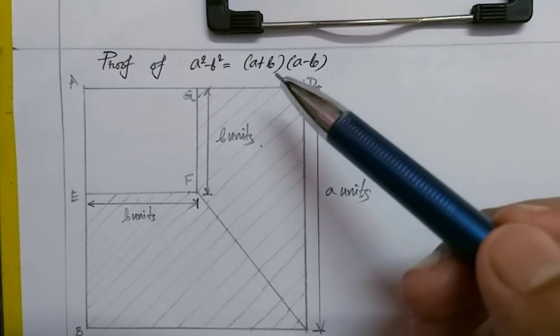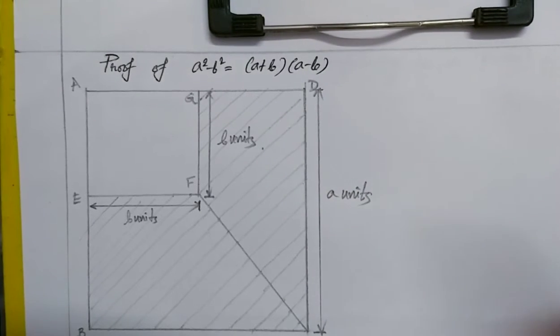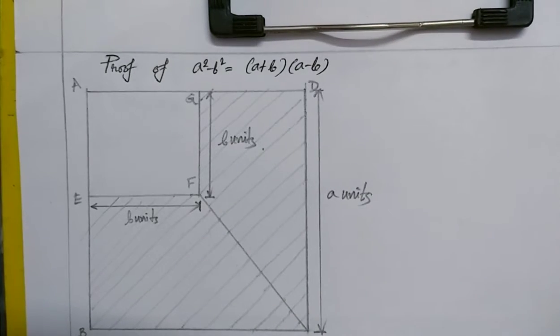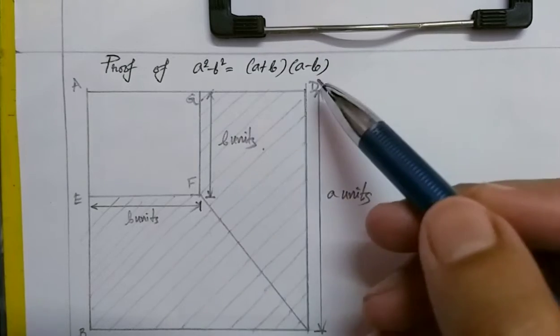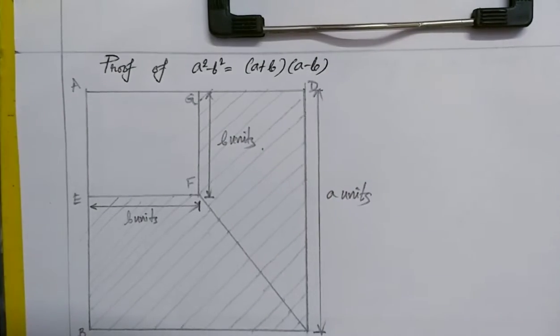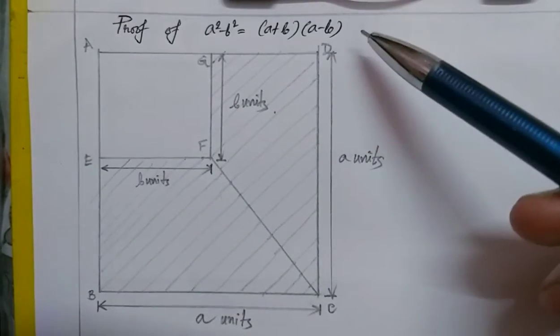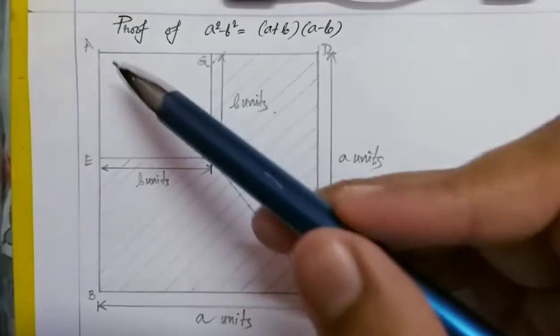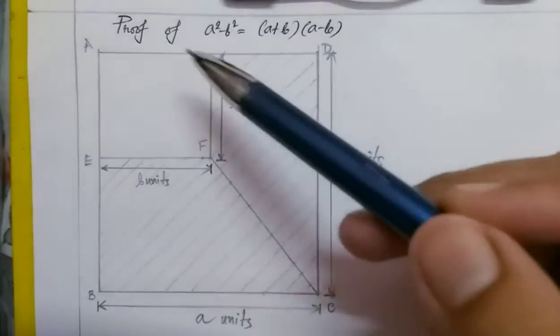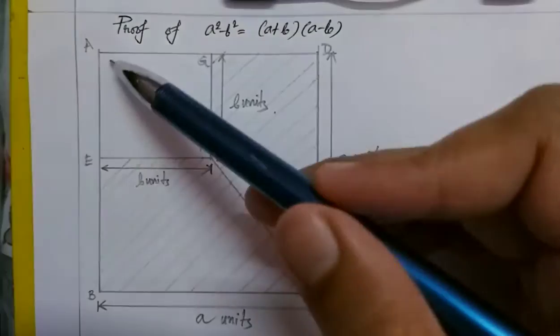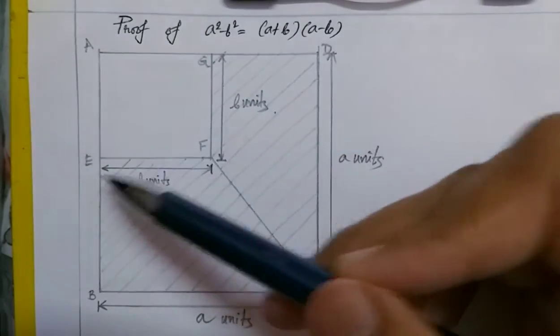Try to remember that in our earlier videos we did some formula, a² + b², and we discussed in detail how to derive it. In the same manner, we are going to learn the proof of this formula: a² − b² equals this. As you can see, I have drawn two squares. This is the bigger square ABCD, and inside it there is a small square AEFG.